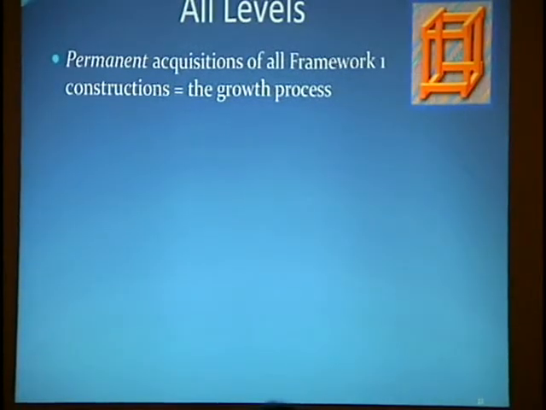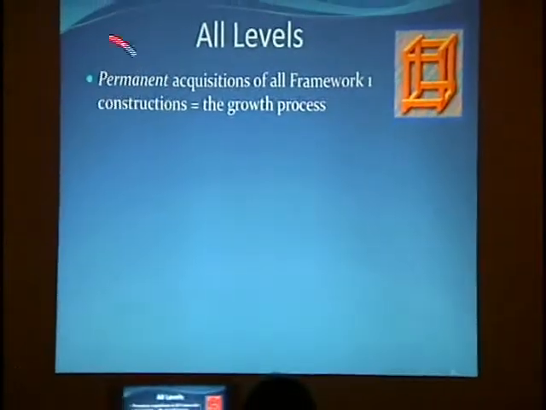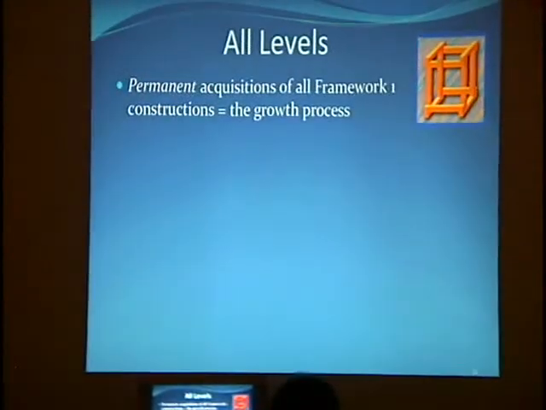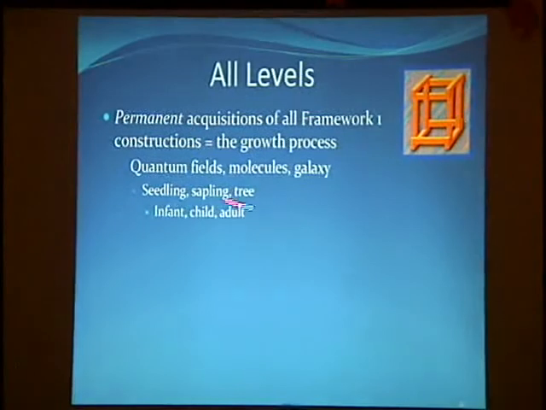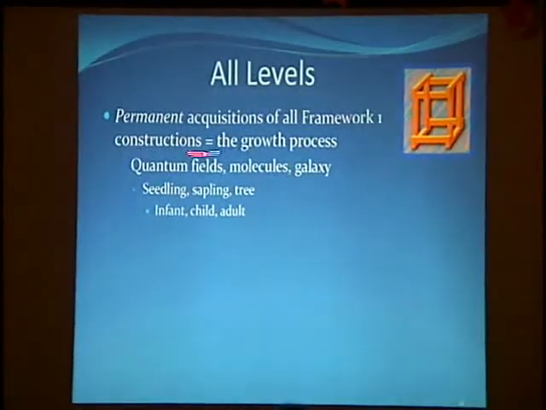The characteristic with the levels is that it's a permanent acquisition. Next, please. So this is an example in just physical quantum terms. You can look at quantum fields. They group into molecules, which turn into galaxies that create suns, that then create stardust that form planets and form us, according to the modern and postmodern science that we're aware of. Here's a stage of seedling, sapling, tree, infant, child, adult. Next, please.